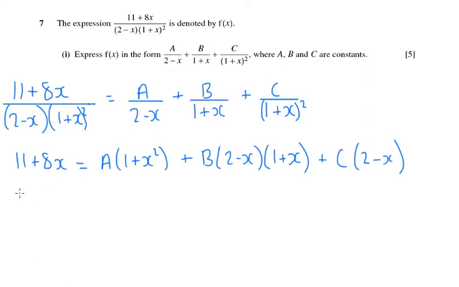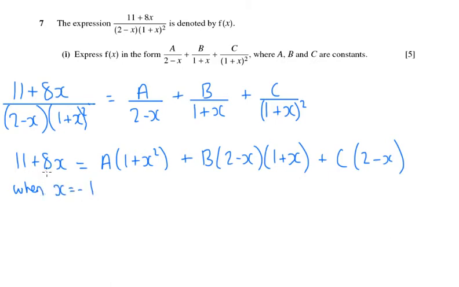Now, in order to find a, b and c, there's a couple of methods you can use. I like to choose sensible substitutions to eliminate the majority of this identity or equation and find out a, b and c. The first substitution I'm going to use is x equals minus 1, because this will disappear and this will disappear, and that will allow us to work out the value of c.